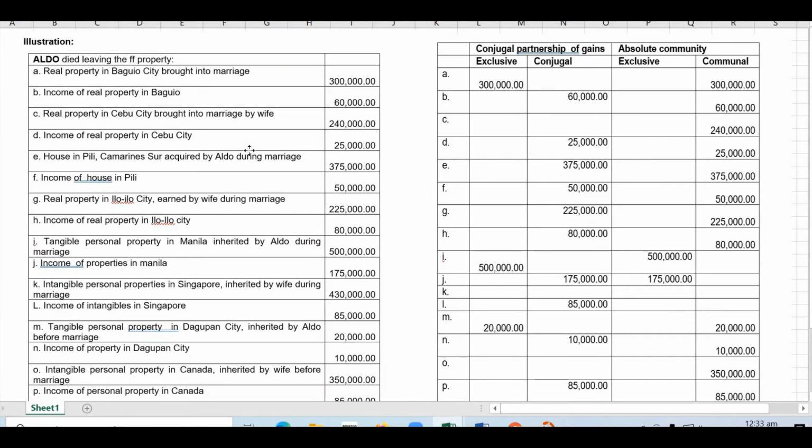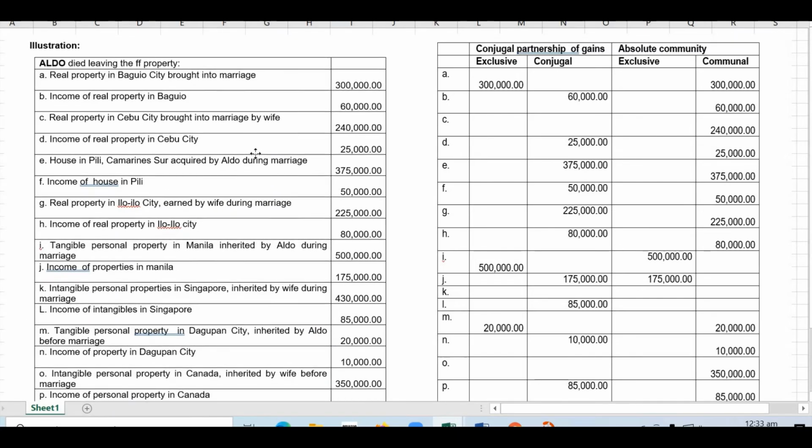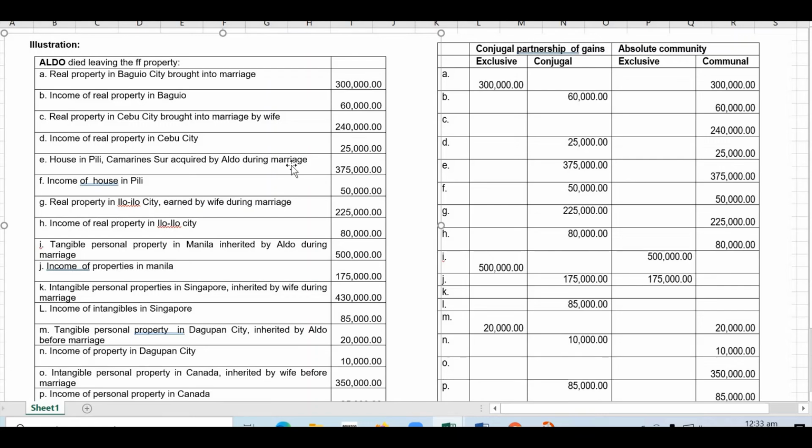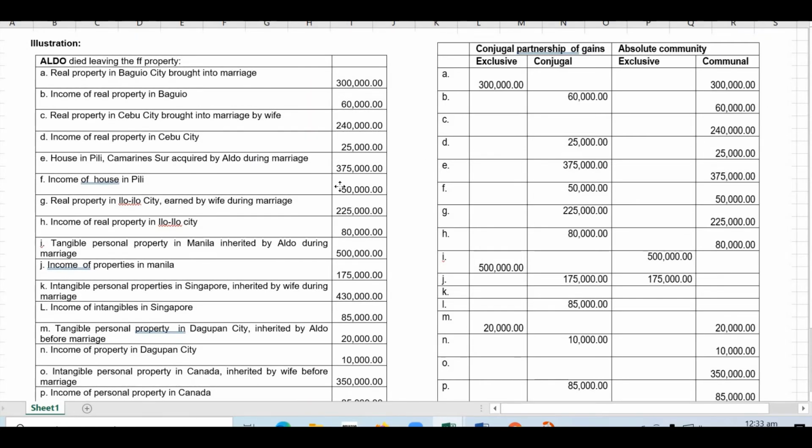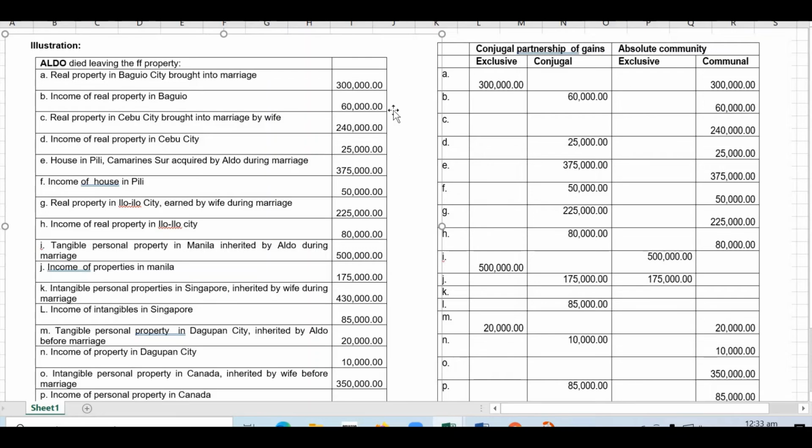Letter D naman. Okay, letter D. Income of real property in Cebu City. Okay, so yung income is related to C. Related income. So, sa conjugal partnership of gains, income is always conjugal. Though exclusive yun ni wife yung property, conjugal pa rin yung income. So, although exclusive yung property, conjugal yung income. However, sa absolute community, since communal yung property, communal din yung income.